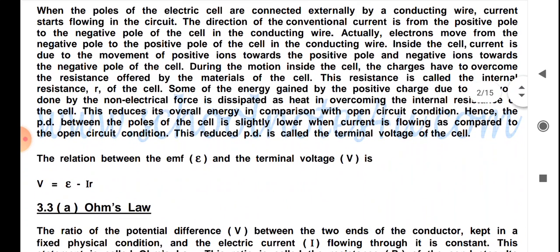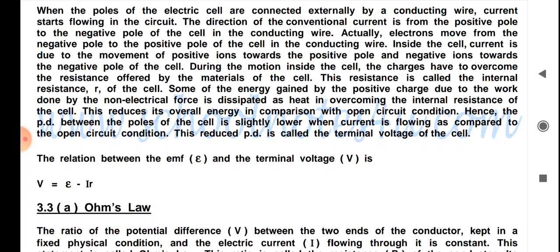When the poles of the electric cell are connected externally by a conducting wire, current starts flowing in the circuit. The direction of the conventional current is from the positive pole to the negative pole of the cell in the conducting wire. Actually, electrons move from the negative pole to the positive pole of the cell in the conducting wire. Inside the cell, current is due to the movement of the positive ions towards the positive pole and negative ions towards the negative pole of the cell.